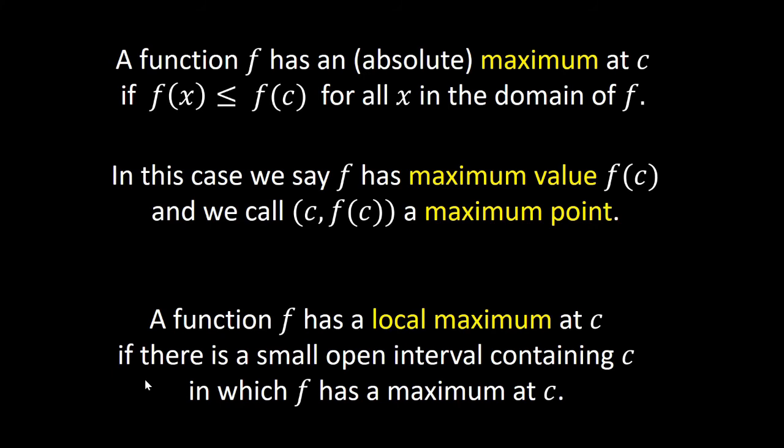Now, for a local maximum or a minimum, the only difference is that to have a local maximum at a point c is that in some small interval around c, you have a maximum at c. So it's not in the entire domain, in the entire graph that you have a maximum, but in just some small part of the graph containing the point c. And similarly for local minimum.